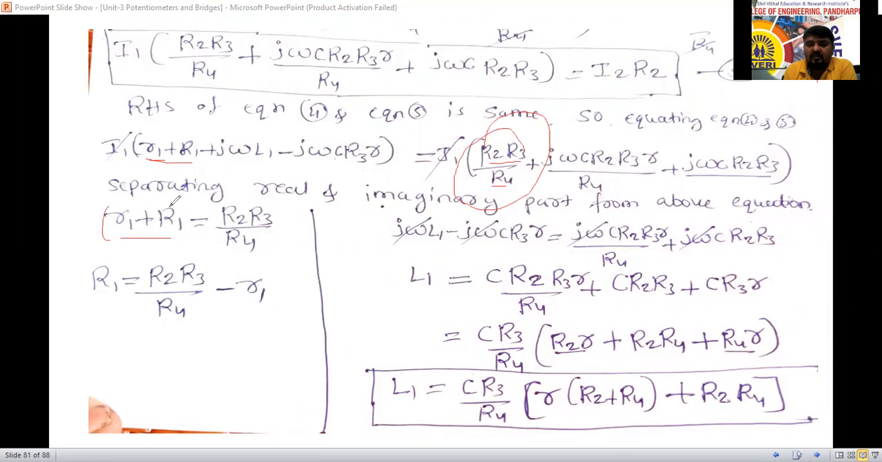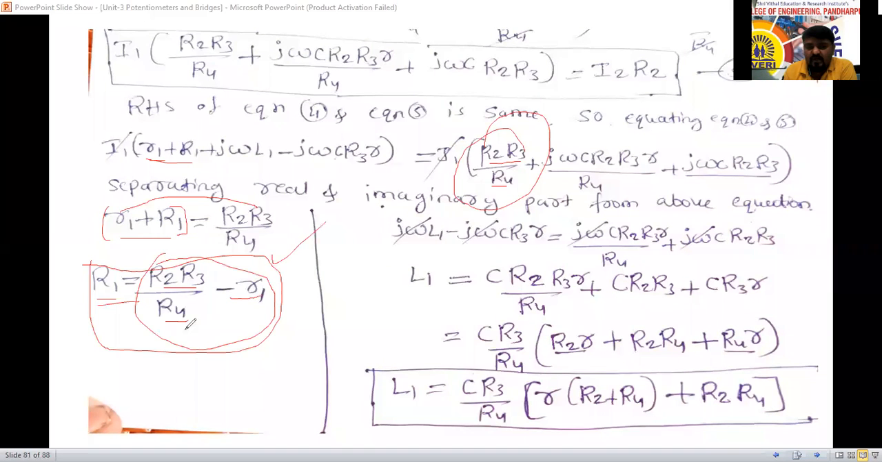See here, this R1 plus R1, where is it connected? First branch. Now when I send this R1 into the RHS side, it will become minus R1. So the equation for R1 is R1 equal to R2 R3 divided by R4 minus R1. Now this is the final equation of Anderson bridge for the resistance R1. Is there any L1 term here? No. So it is independent of L1 here now.